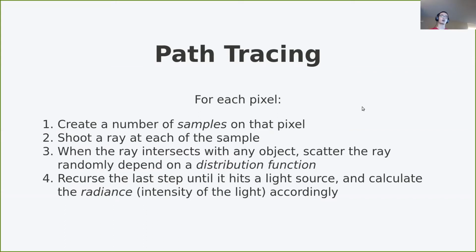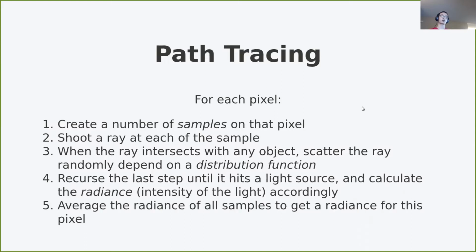We recurse the last step until the ray hits a light source. And then we calculate the radiance accordingly. The radiance is just a fancy term for the intensity of the light. In this code, I just use RGB triples to represent the radiance. And RGB color is a good enough approximation for most graphics applications. At the end, we average the radiance of all samples to get the radiance of this pixel.